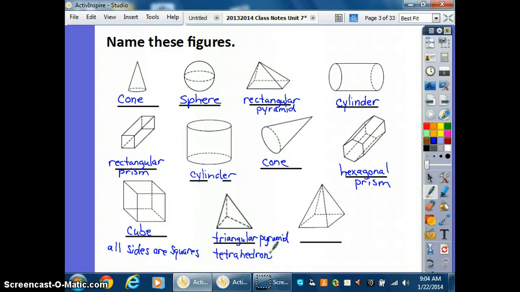And let's say this last one, let's say its base is a square. So let's make every angle right. And also let's make every side congruent on the base. So this would be then a square pyramid. Okay, we're going to talk about some of the characteristics. Let's move on.